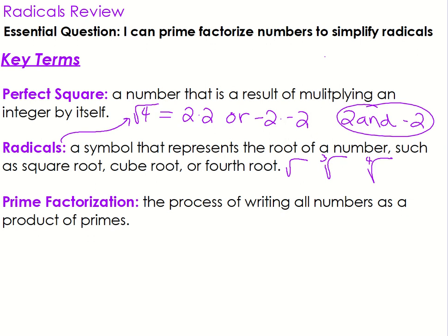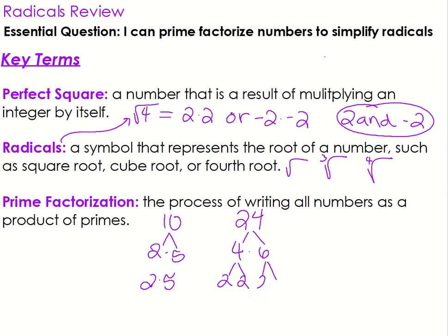And then prime factorization is the process of writing all numbers as a product of primes. So if we take the number 10, we can say 2 times 5. That wasn't a really good example. So we would say it's 2 and 5. If I take a bigger number like 24, right, that's 4 times 6, 2 times 2, 2 times 3. And so we would say 2 to the third times 3. Okay, so that's that prime factorization.